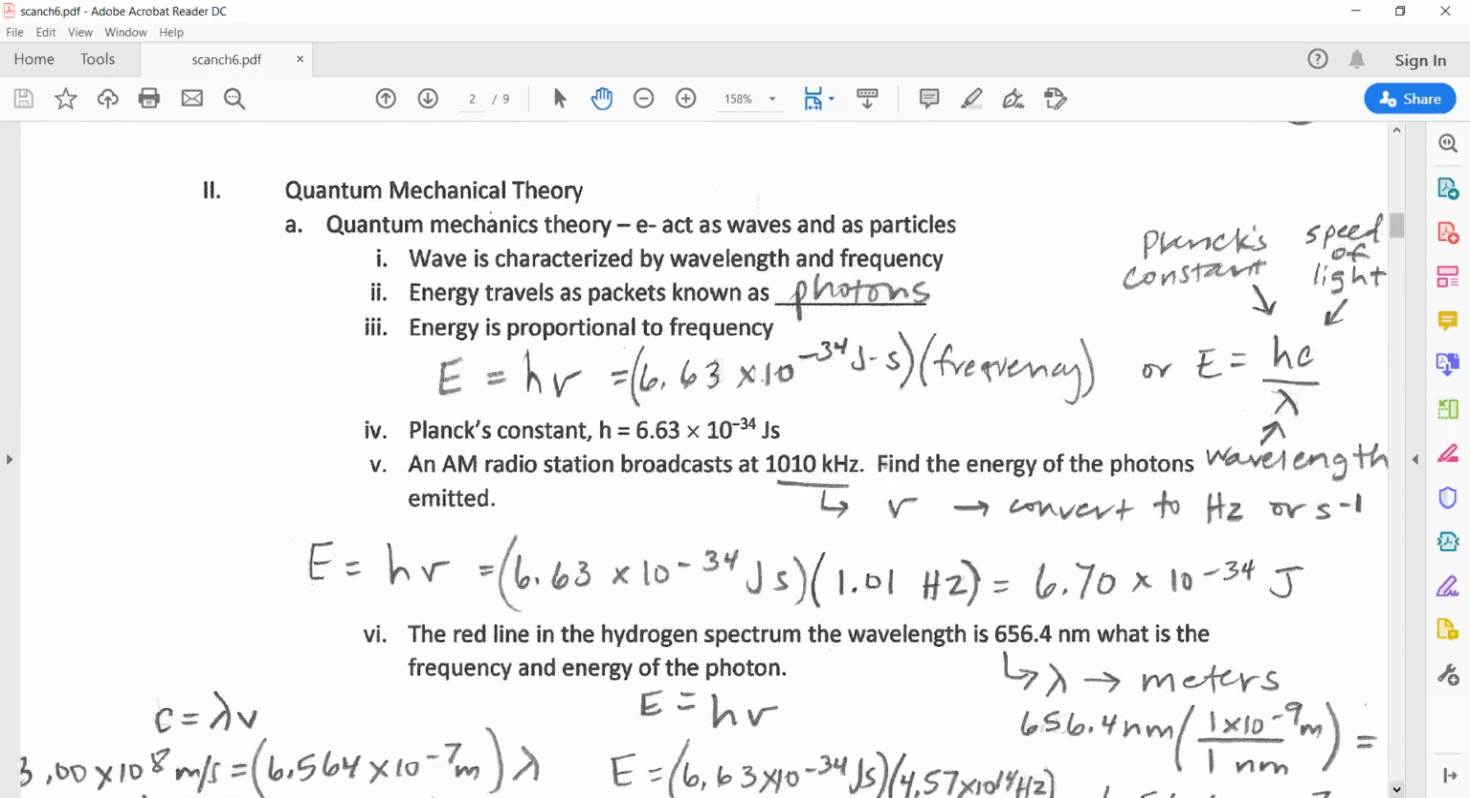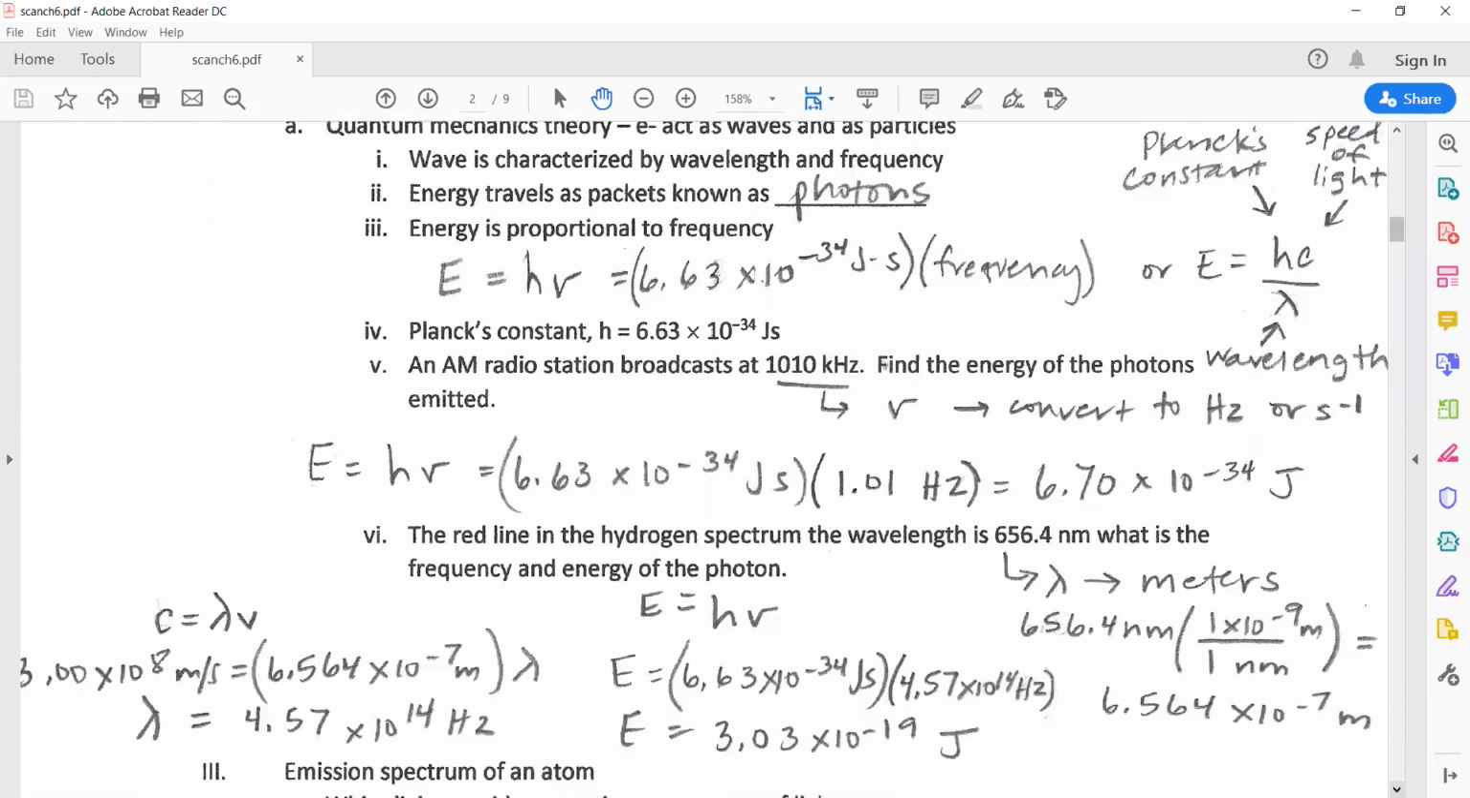So here it says an AM radio station broadcasts at 1010 kilohertz. Find the energy of these photons. So this time I'm given hertz or kilohertz, which means I'm given frequency. So I'm going to choose the equation E equals H times nu so that I can just plug in frequency and get energy. Well, we know H is Planck's constant, so that goes in as H. Frequency, however, has to match this seconds right here, which means it's got to be in hertz or seconds minus 1, same thing. So what I'm going to do is calculate from kilohertz to hertz, which just means I multiply by 1,000.